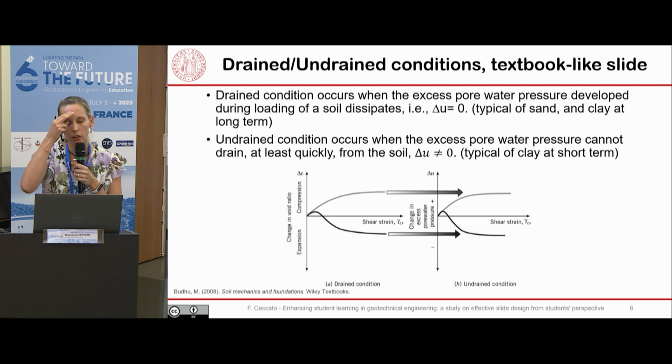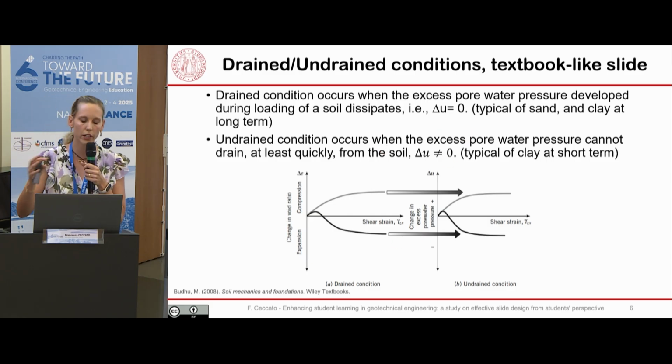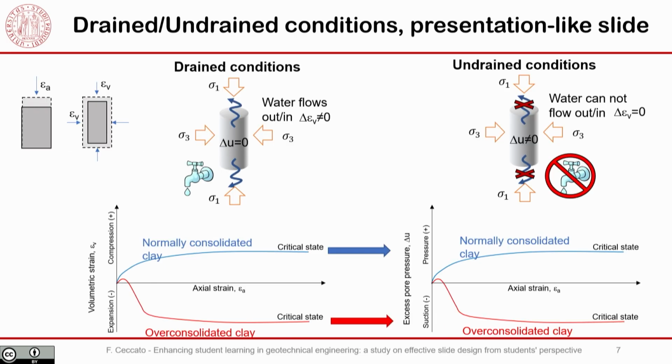For the drained and undrained condition, again, there is a long text that is explaining, basically giving the definition of drained condition and undrained condition, and then a graph that is showing what is happening with shear strain if you run a drained test, so if with compression or expansion, depending on the type of soil, and the change in excess pore water pressure if you are running an undrained test. The long text, so these two graphs are identical to the previous slide, but the long text is replaced with a figure.